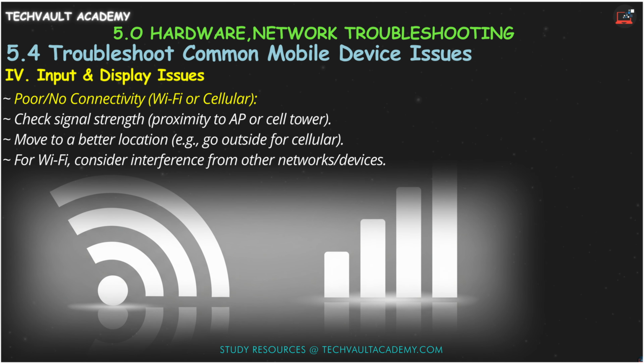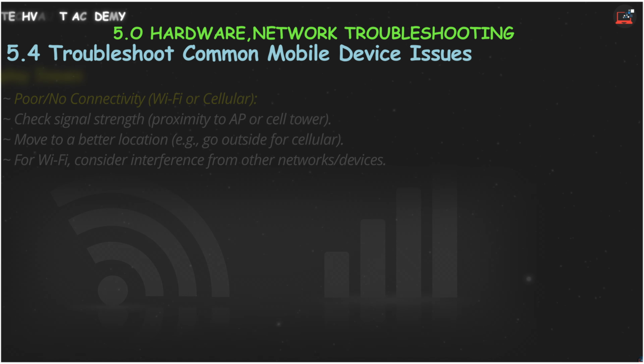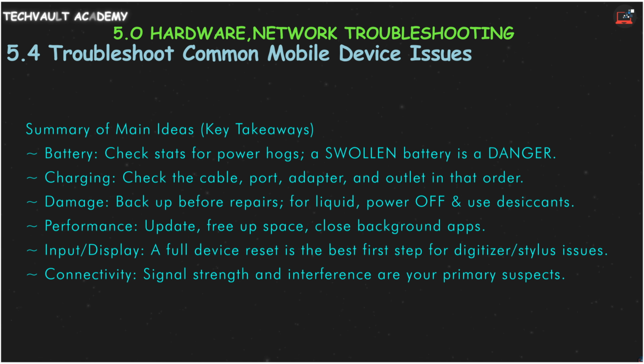For cellular, signal strength depends on your proximity to a tower and can be weaker indoors. For Wi-Fi, you need to be within range of an access point, and in crowded areas, interference can be an issue. So for your A+ exam, here's a quick troubleshooting summary.